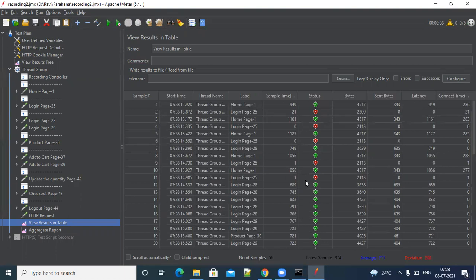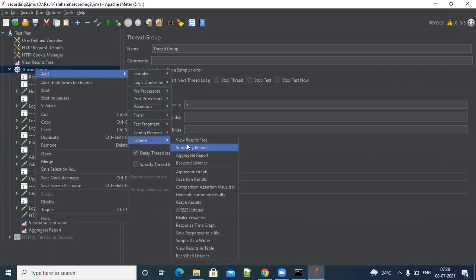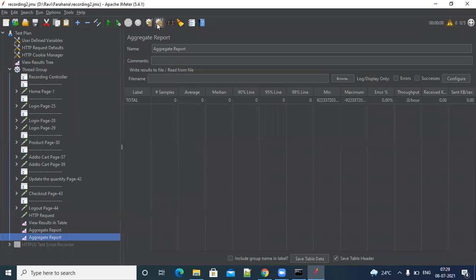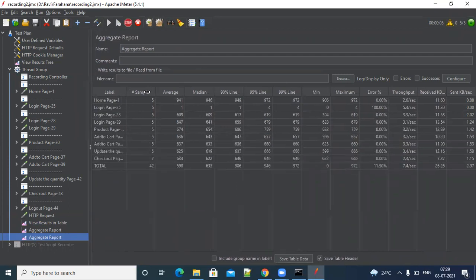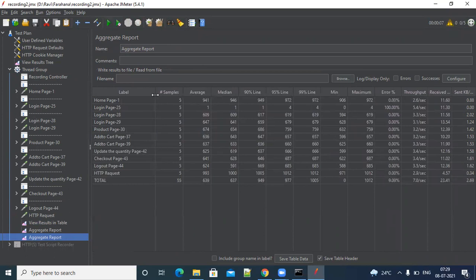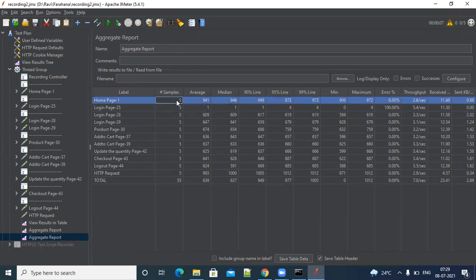Whenever you go for higher-level reports, like a proper report, we'll go with the aggregate report. Right-click the group, add listener, aggregate report. This will consolidate your report and give you a single set of data. See, this one 5 users, this one 5 users, this one 5 users, and the 5 users' data is displayed here. This is the final output which we can share with anyone because it's easy and understandable.